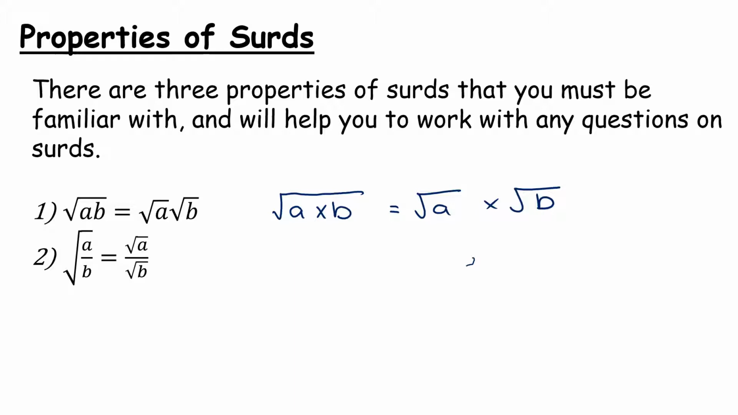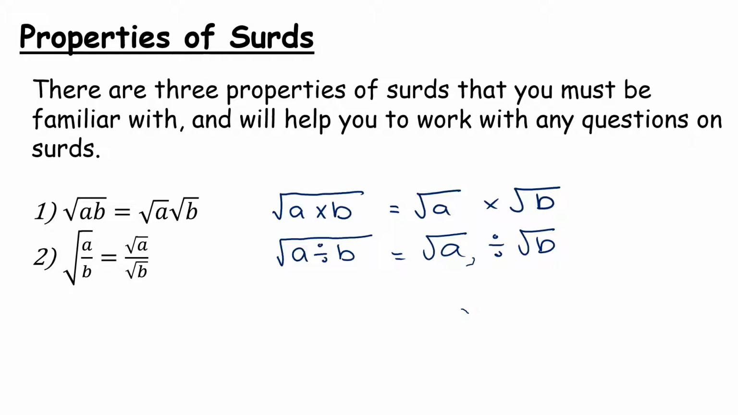The second property you need to work with is quite similar. It's about a fraction. So if I have a fraction, and remember with fraction we have division, so really what this is, if I have A divided by B under the square root, it's the same thing as the square root of A divided by the square root of B. So remember that fraction means division. So those two are like the opposites of each other.